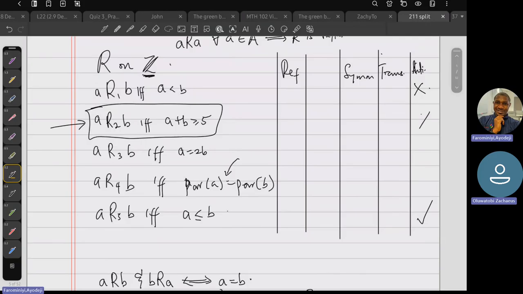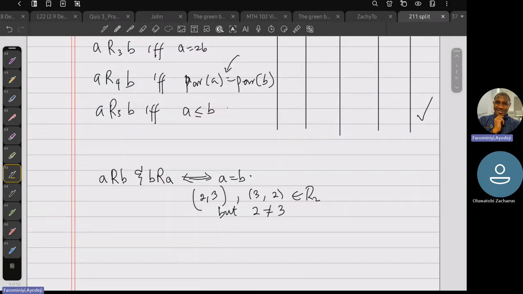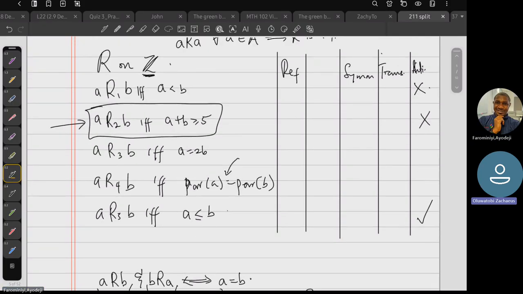So it is not antisymmetric. Do you understand antisymmetricity now? Yes, sir. So antisymmetricity is saying anytime we have A related to B and B related to A, then A is equal to B. Must be equal. What about R3? Is it antisymmetric? It is not, sir. Okay, yeah, it's not. Good.